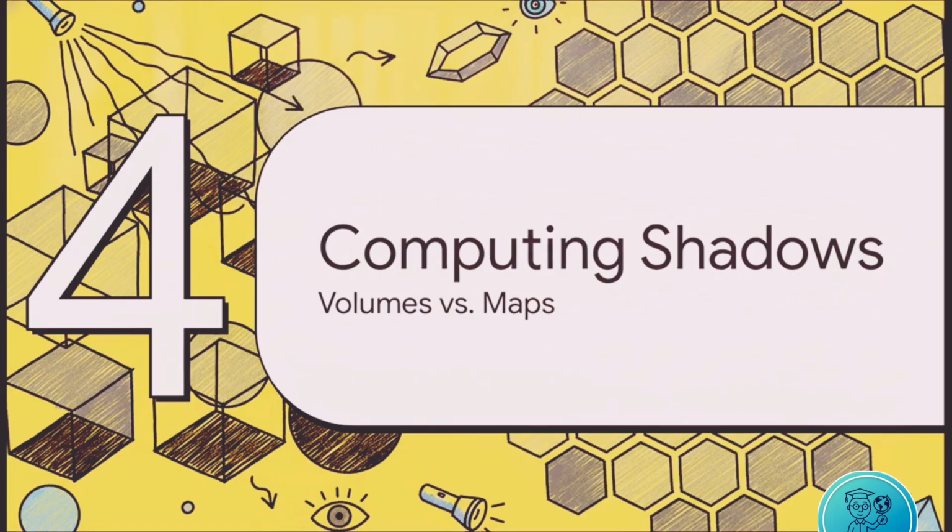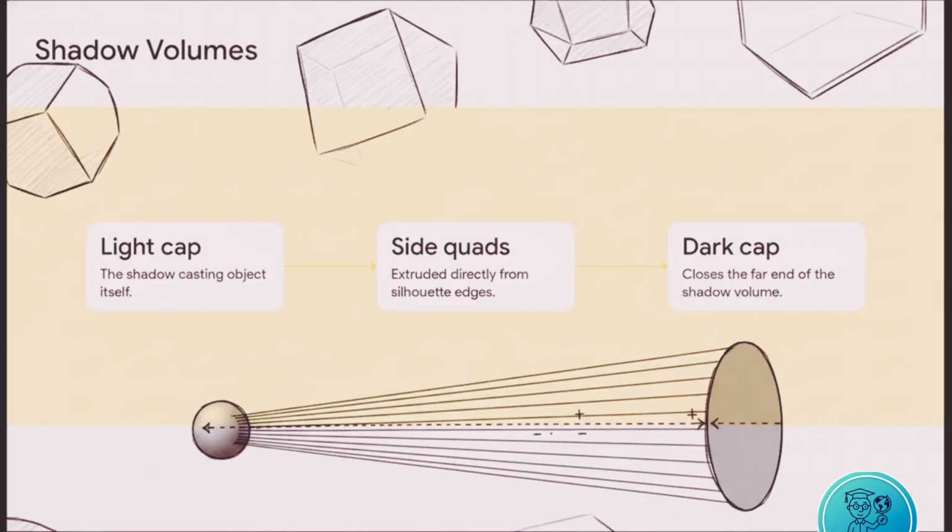Moving into Section 4, Computing the Darkness, where we compare volumes versus maps. So how exactly do engineers compute these mathematically perfect areas of darkness on the fly? One incredibly accurate technique is called shadow volumes. This algorithm literally builds a 3D shape of the dark space hidden from a light source, and it works in 3 exact steps. First, it defines the light cap.